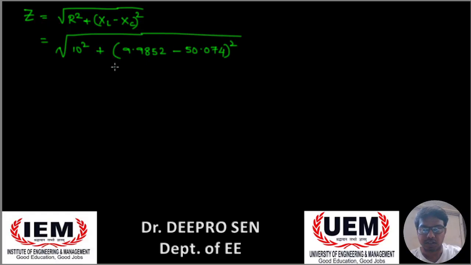So this basically comes to 41.317 ohms. Okay, so this is the value of Z that we have got. Now calculate.